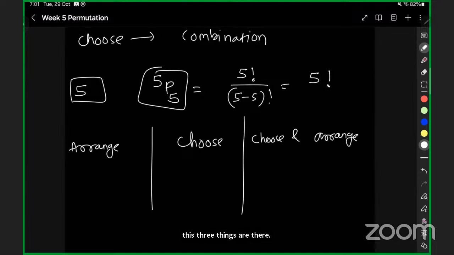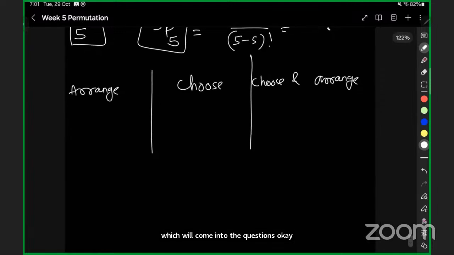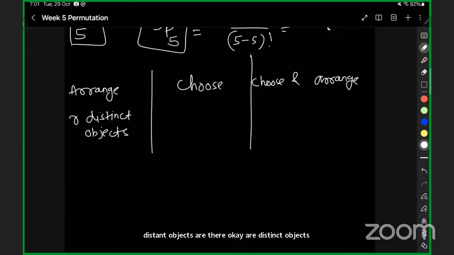Okay, so I'll just introduce combination a little bit here, and you'll know. So when we have some distinct objects, let's say r distinct objects are there, we can arrange them in r factorial ways. Right? We have to arrange them, right? r distinct objects.